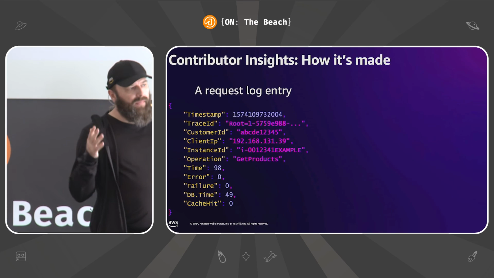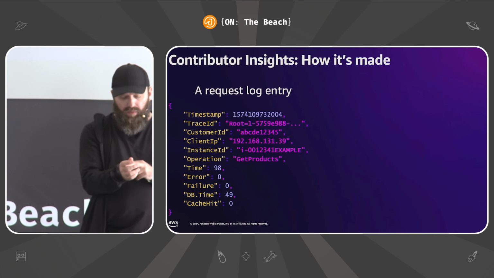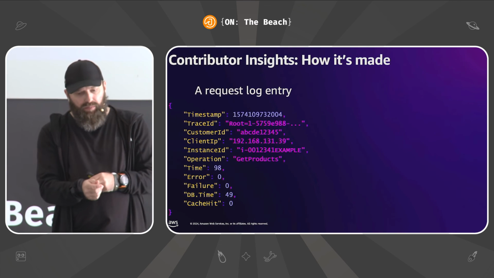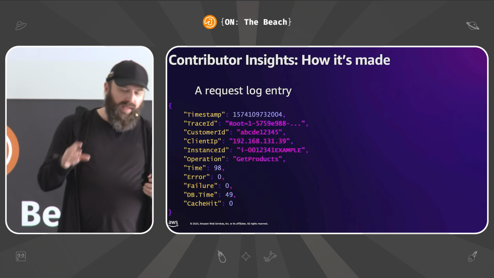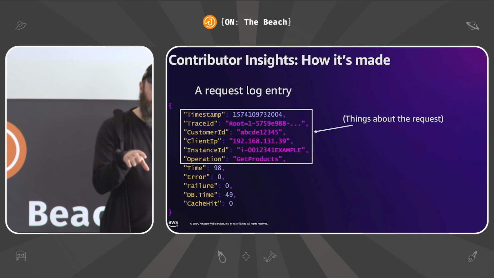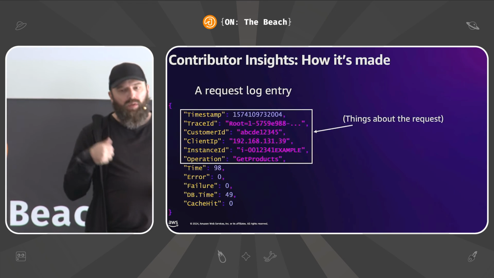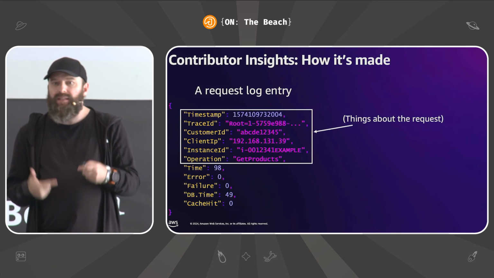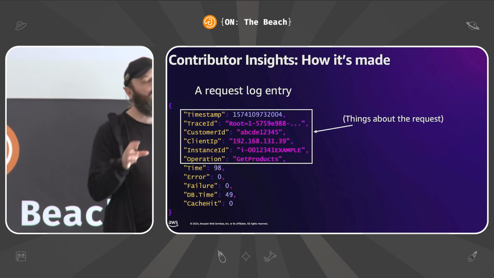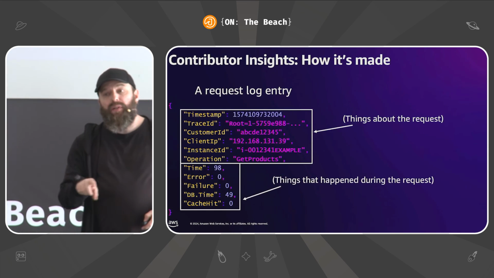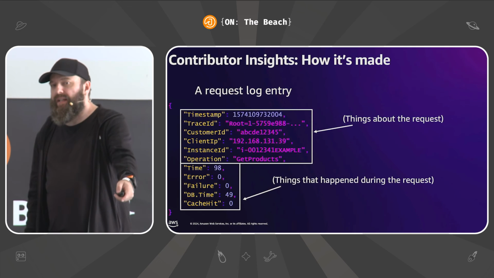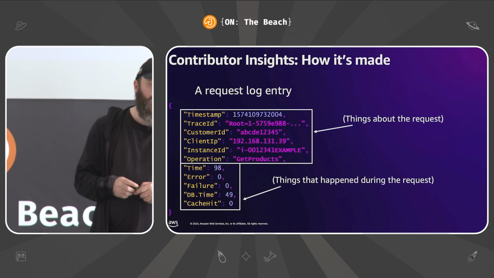How does a request log entry look? Well, it's kind of JSON, something simple to parse. And we have two things that we can identify here. First, things about the request: who is the customer, what's the instance, what type of operation is going on. But we also have a portion with things that happen during the request, like how many times it hit a cache, failures, or whatever.